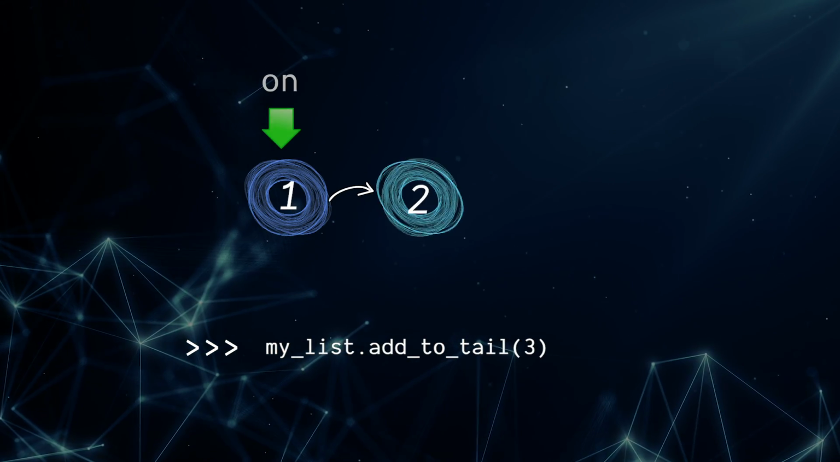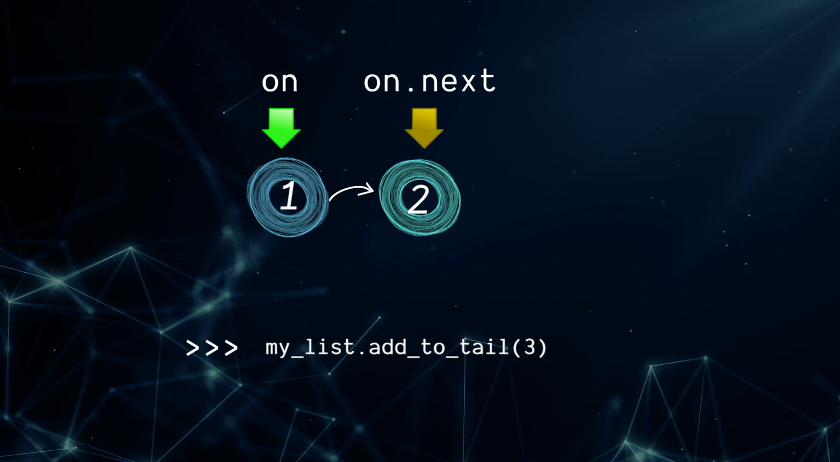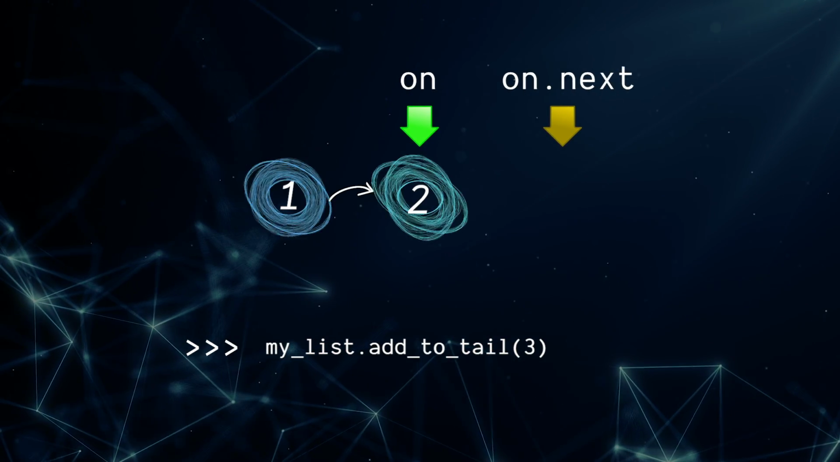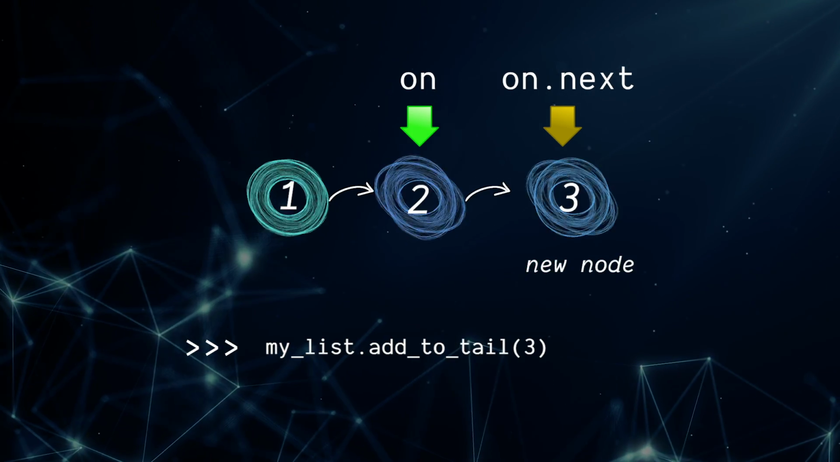In this example, where the list is already size 2, you can see on moving forward, and then the implied on.next moving with it. Finally, when we hit null, we'll add a new third node with value 3.